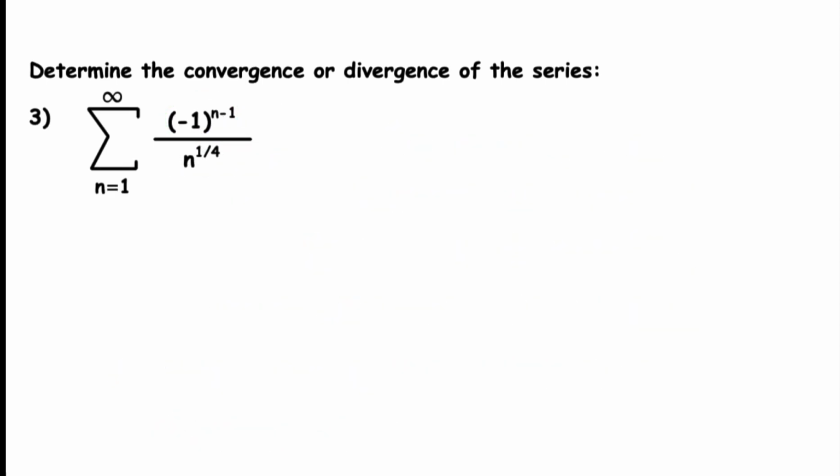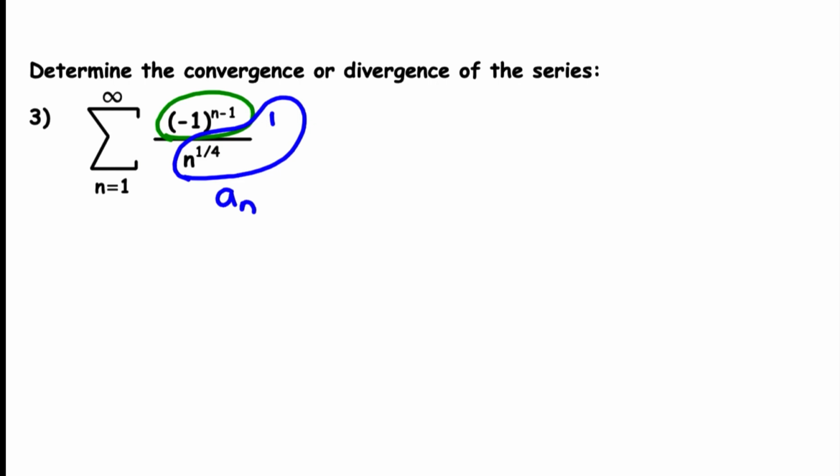Number 3, I see the alternating component. I think, okay, this might be AST. If you look at the rest of it, which of course will be 1 over n to the 1/4 power, that's the a sub n. A sub n has 2 prerequisite tests to meet before we can claim AST on this. Is it heading towards 0 as n gets very large, as n heads out towards infinity? And the answer is yes, it does. It becomes 1 over infinity, that will be 0. So you can check that one off.